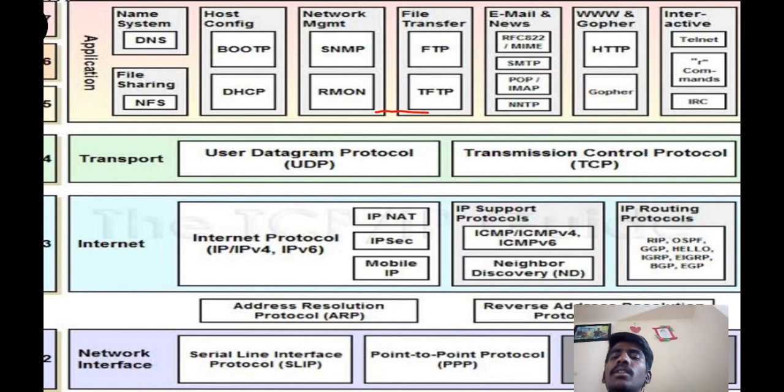At the transport layer, as I told you before, there are 2 protocols: User Datagram Protocol and Transmission Control Protocol. UDP is used for temporary networks, TCP is used for large networks. Both are useful. At the internet level, we have Internet Protocols, especially IPv4 and IPv6. Thereafter we have IP routing protocols, and at the networking level we have SLIP and PPP, Point-to-Point Protocol. So these are the protocols involved in the TCP/IP suite.